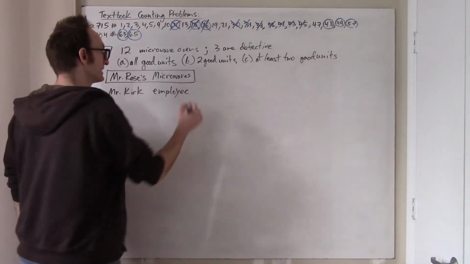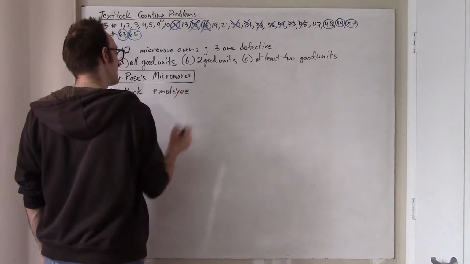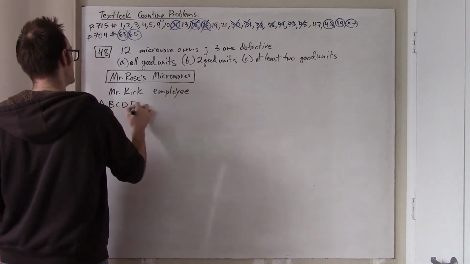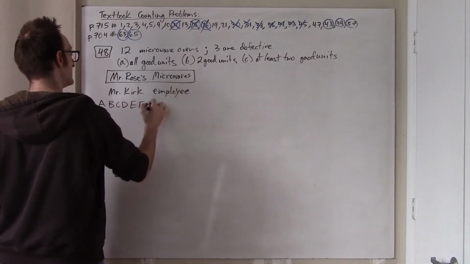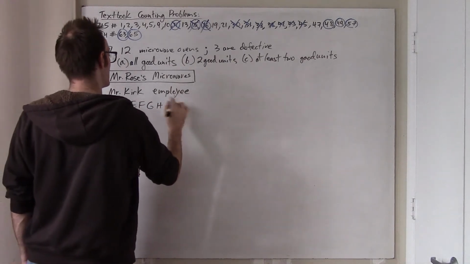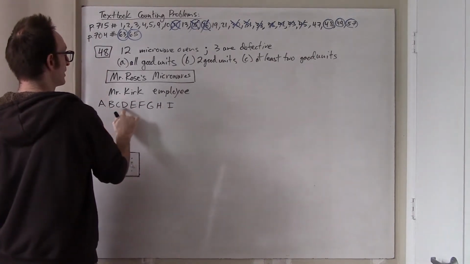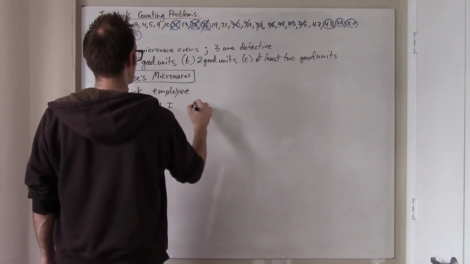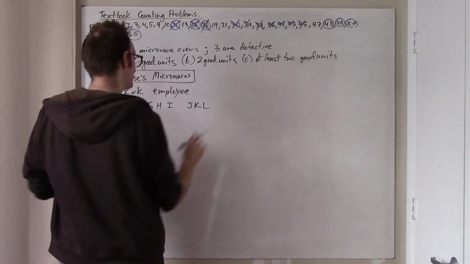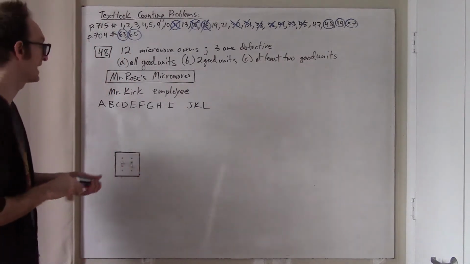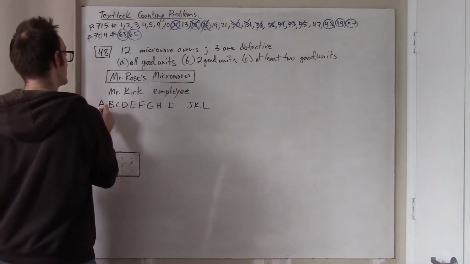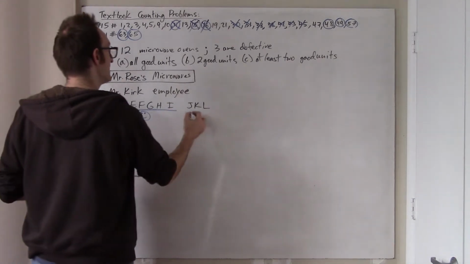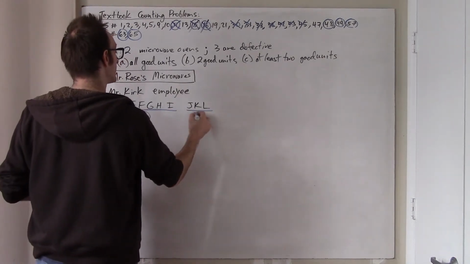Good. So, for specificity, let the microwaves be named A, B, C, D, E, F, G, H, I. I can't remember how far I need to go, I need 9. 1, 2, 3, 4, 5, 6, 7, 8, 9. And then let there be J, K, L. These are the defective ones. So I know that these are working microwaves, and that these are the broken microwaves.